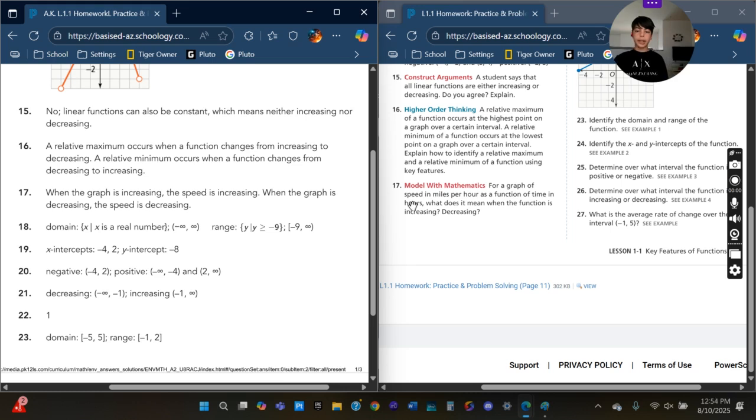Now for 17, for a graph of speed in miles per hour as a function of time, in hours, what does it mean when the function is increasing, and what does it mean when it's decreasing? This one's pretty easy. When the function is increasing, speed is also increasing, and when the function is decreasing, the speed is also decreasing. So that would just be your answer.